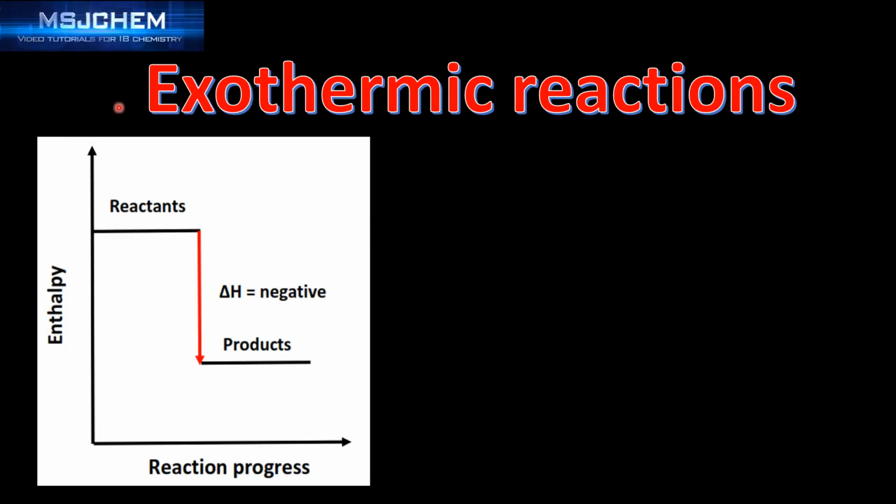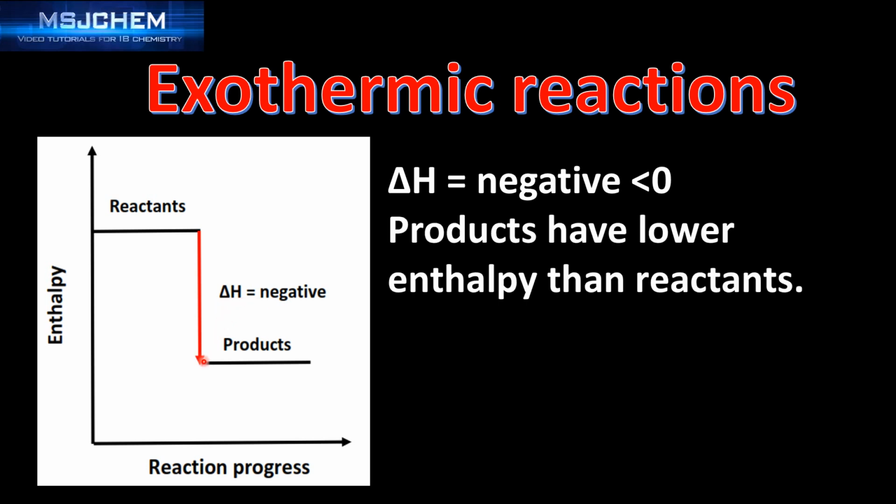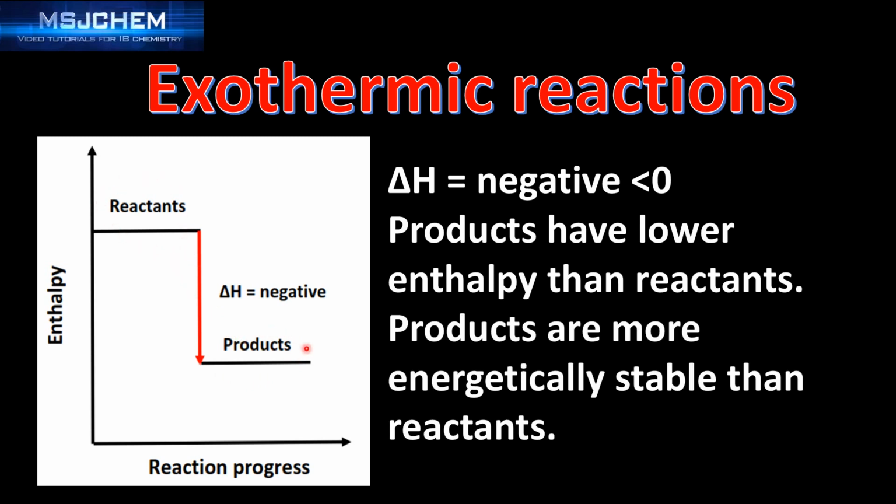Next we look at exothermic reactions. Here we have an enthalpy level diagram. On the y-axis we have enthalpy, on the x-axis we have reaction progress. For an exothermic reaction, the change in enthalpy, that's the delta H, is negative. The products have lower enthalpy than the reactants, and the products are more energetically stable than the reactants. In an exothermic reaction, heat is released.